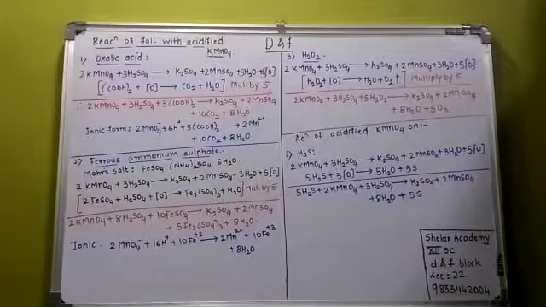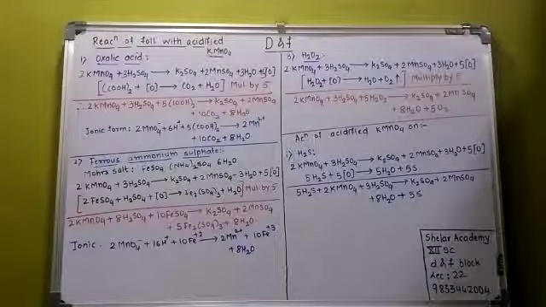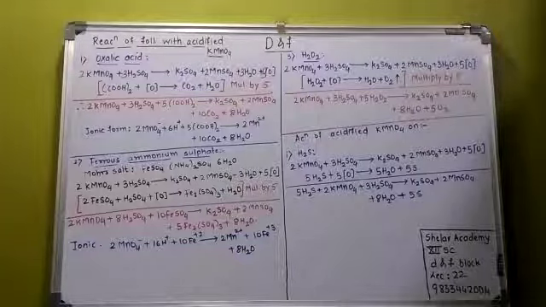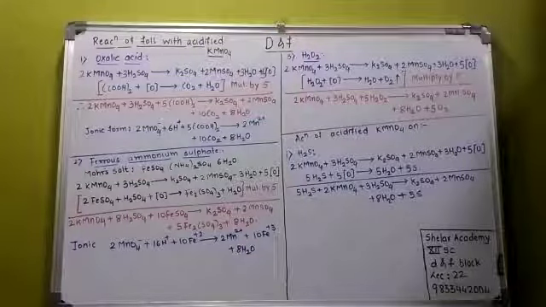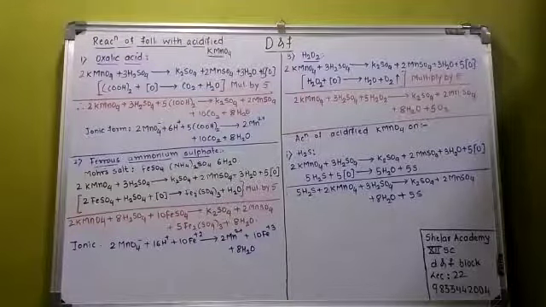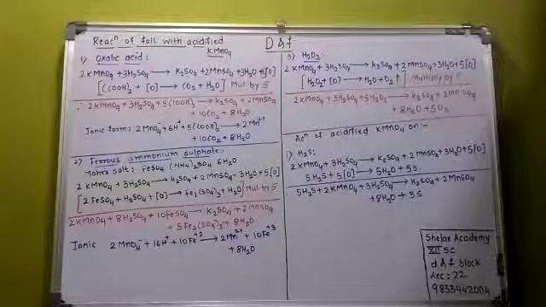Lecture number 22. Action of KMnO4 on the very first, oxalic acid. So I have explained each and every reaction. In the textbook it is given in one line, but here you can understand how the reaction happens, and then we have written the net reaction, so you will be able to understand the reactions. The very first we start with oxalic acid.